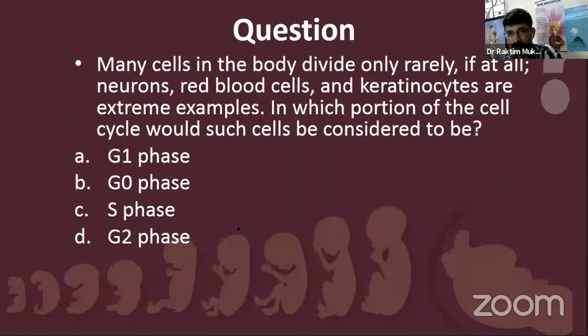Many cells in the body divide only rarely, if at all. Neurons, red blood cells, and keratinocytes are extreme examples. The question is, in which portion of the cell cycle would such cells be considered to be? Where would you find those cells, whether it is in G1 phase, G0 phase, S phase, or G2 phase? You can hit the chat box either in Zoom or YouTube Live.